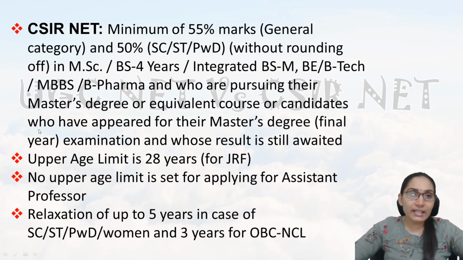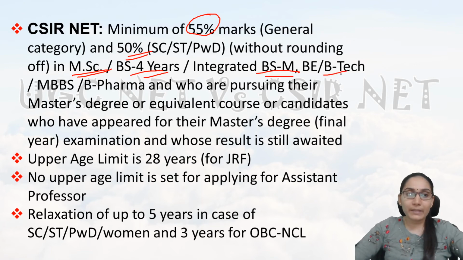Now regarding CSIR NET, the minimum marks should again be 55% for the general category and 50% for SC, ST and PWD, in MSc or BS 4 years or integrated BSMS, BE, BTech, MBBS, B Pharma, and those who are pursuing their master's degree or equivalent courses, or candidates who have appeared for their master's degree final year examination and whose result is still awaited.